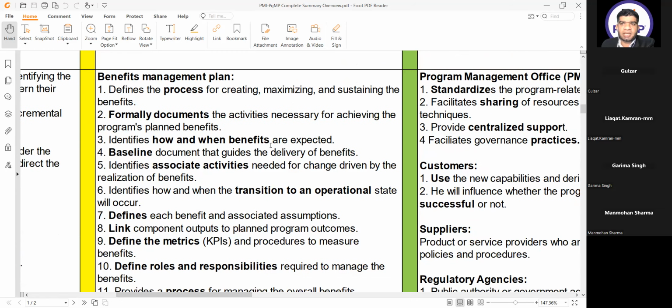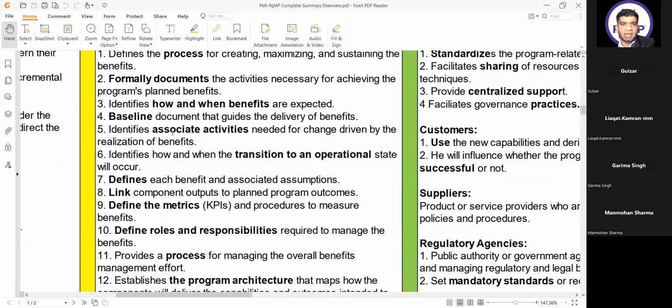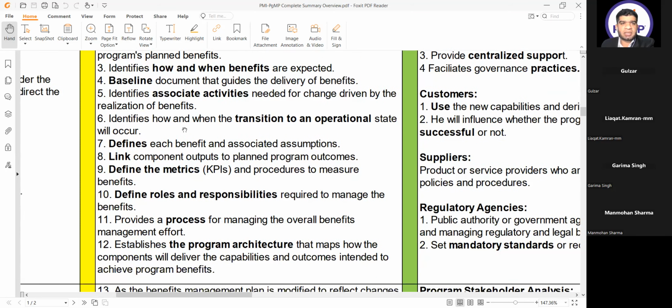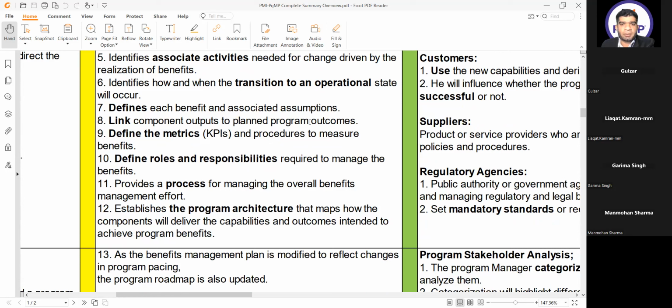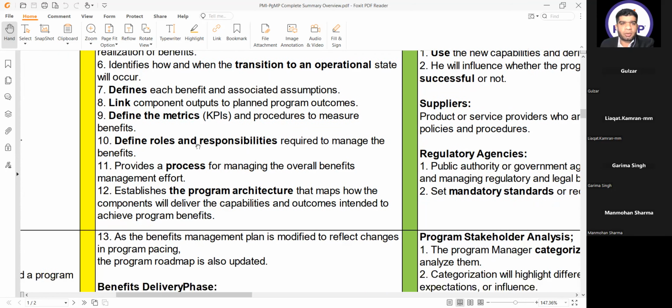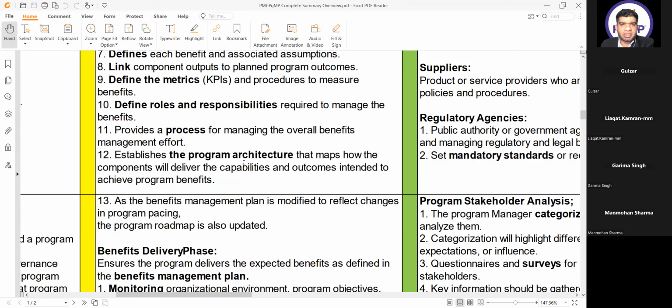identifies how and when benefits are expected, baseline document that guides the delivery of benefits, identifies associated activities needed for change driven by the realization of benefits, identifies how and when the transition to an operational state will occur, defines each benefit and associated assumptions, links component outputs to planned program outcomes, defines the metrics, which is KPIs, and procedures to measure the benefits, defines roles and responsibilities required to manage the benefits, provides a process for managing the overall benefits management effort, establishes the program architecture that maps how the components will deliver the capabilities and outcomes intended to achieve the program benefits.